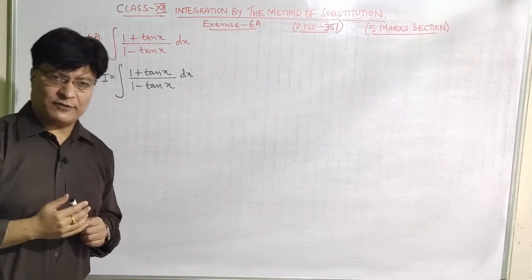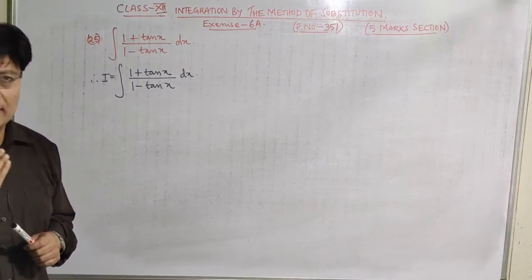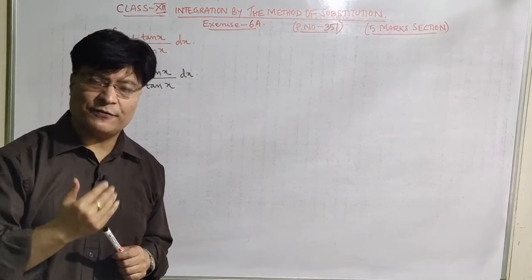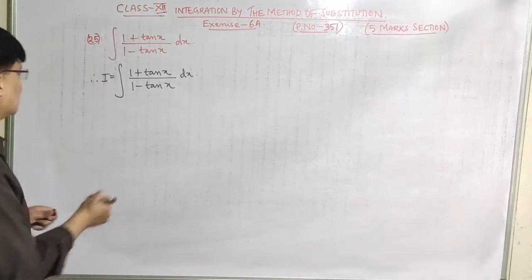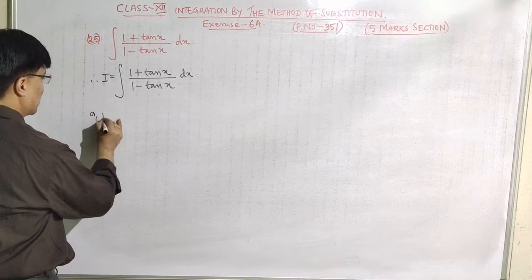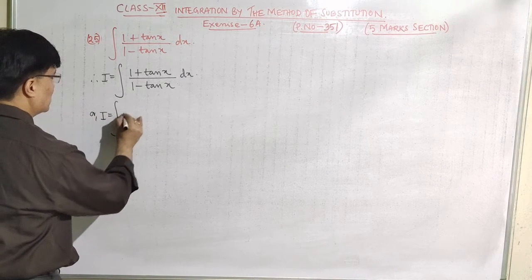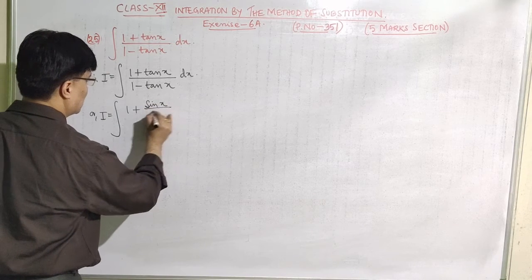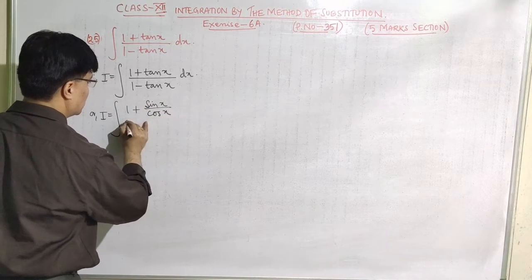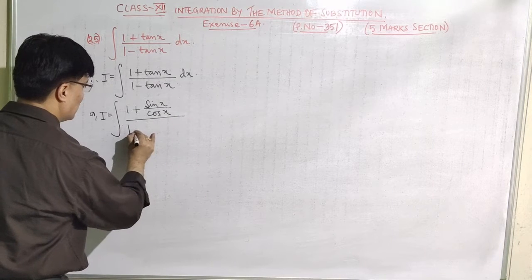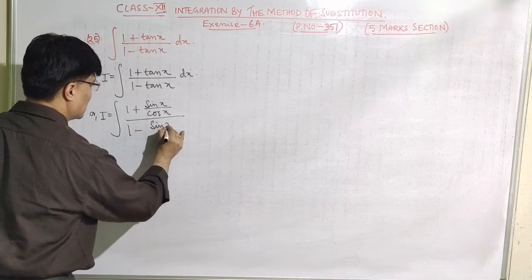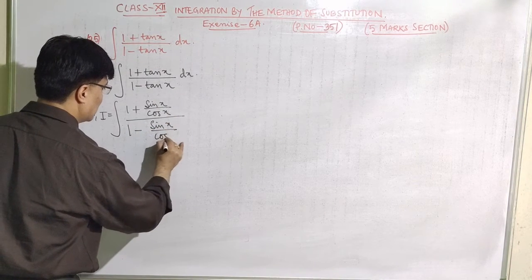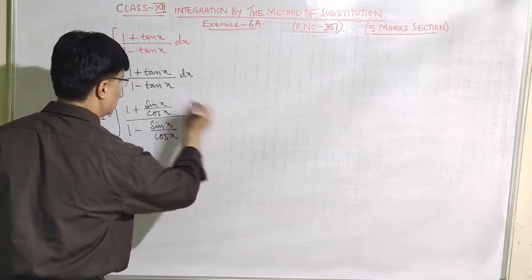So let us simplify it first. This tan x can be written in terms of sin x by cos x, isn't it? So let us write it in terms of sin and cos. So I is equal to integration of 1 plus, what is tan x here? It is sin x by cos x divided by 1 minus, again what is tan x? It is sin x by cos x dx.